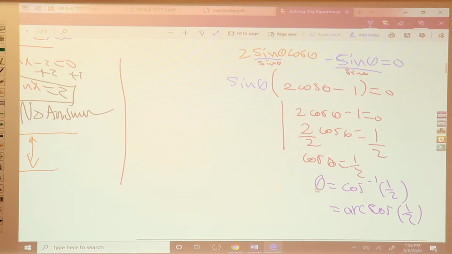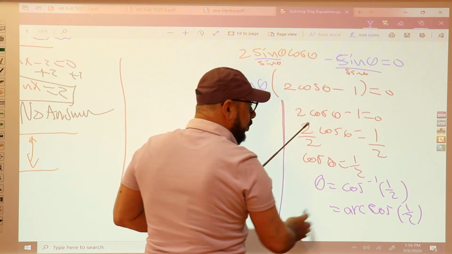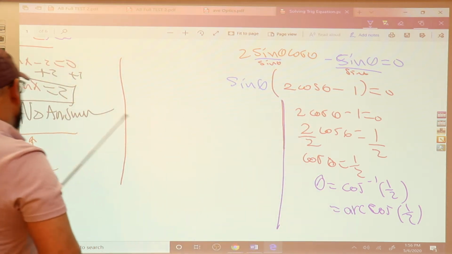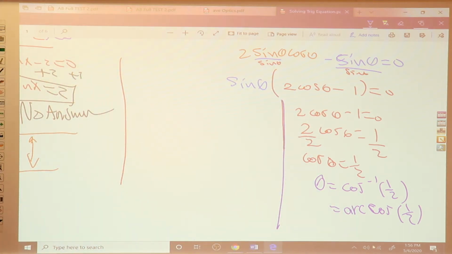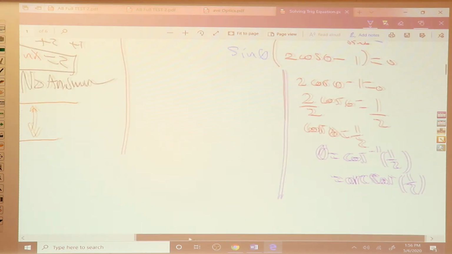What's the meaning of this? Which angle has cosine equal to 1/2? That's the meaning of this. Who can tell me that? I have it in the table and we did it too many times.